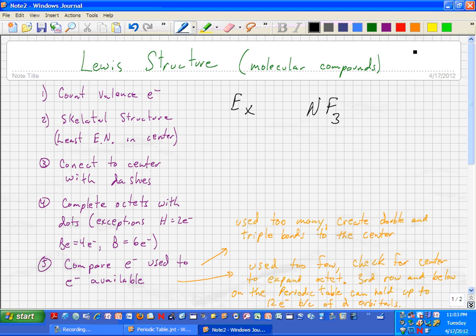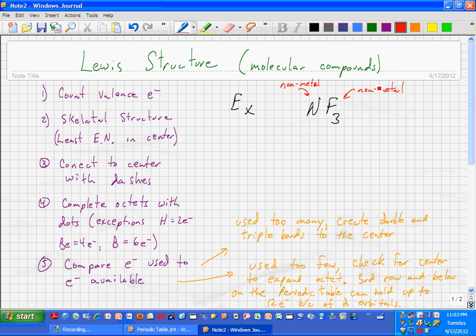Let's do a few examples of some Lewis structures. Lewis structures only pertain to covalently bonded compounds, in other words, molecular compounds. The way we tell that we have a molecular compound is that we've got a nonmetal and a nonmetal. Really, we could probably expand that to two things that are not metals, because metalloids would also count as not being metals, and they covalently bond or form molecular compounds.